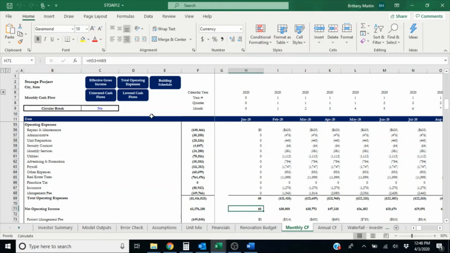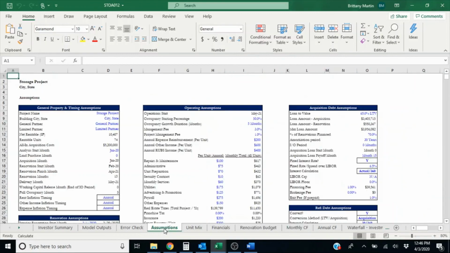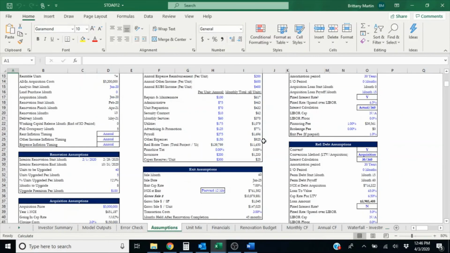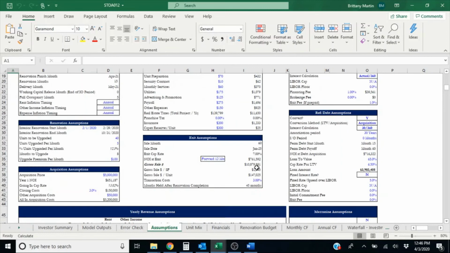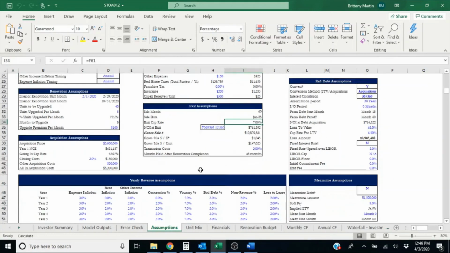NOI is a very powerful calculation. We also use NOI to calculate the value of an asset. As you can see in our exit, we take essentially the forward 12-month NOI and divide it by a certain cap rate that you can select, and then we get to our gross sale proceeds amount. So that's all I have today for you on NOI.